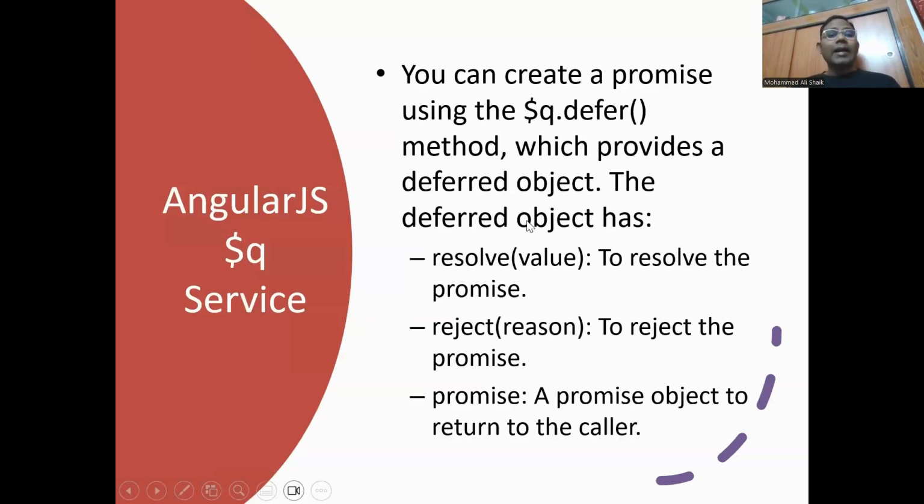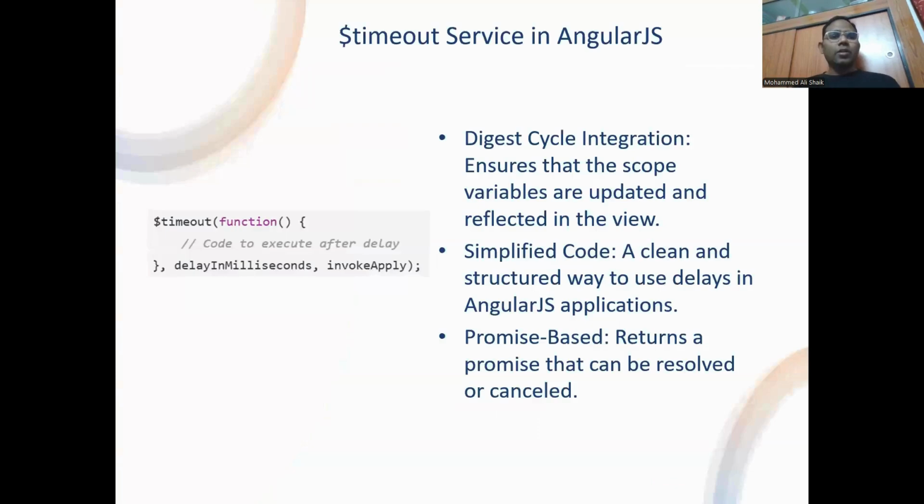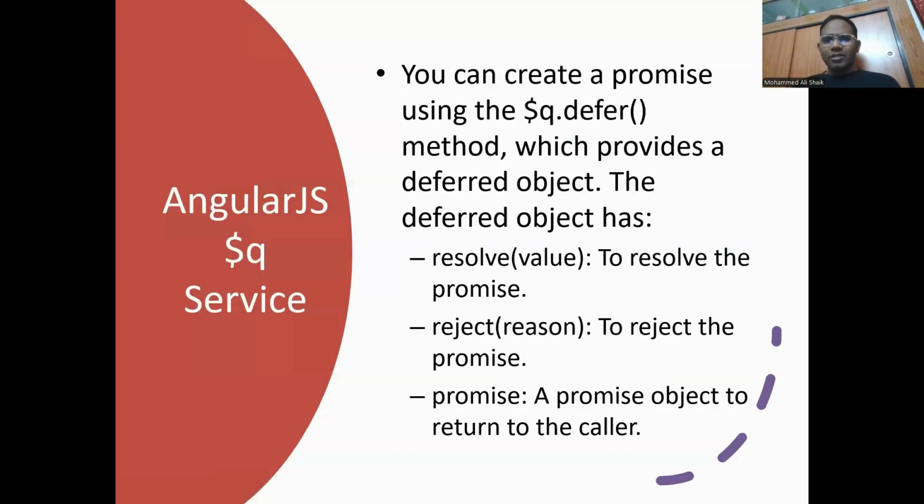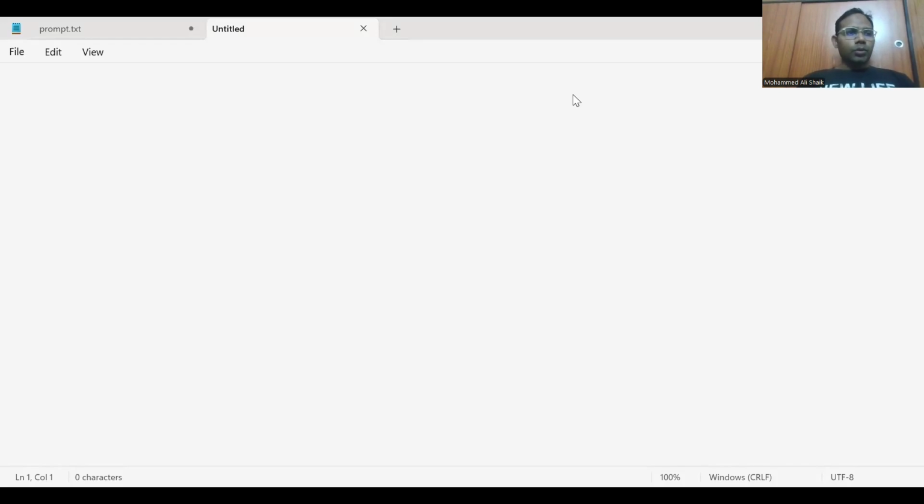The deferred object has resolve, in brackets, whatever the value to resolve the promise. Reject, where there must be a reason; that reason we need to provide to reject the promise. It also gives a promise object to return to a caller. So this is regarding the $q service. Here, this one is for the timeout that we are going to see next. Let us go directly into the coding part. So let us start the code.